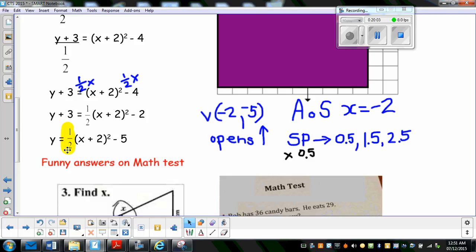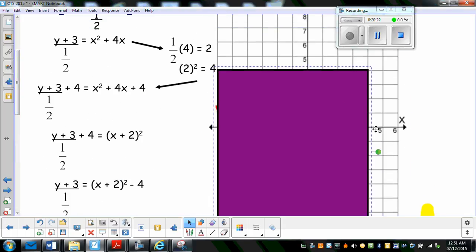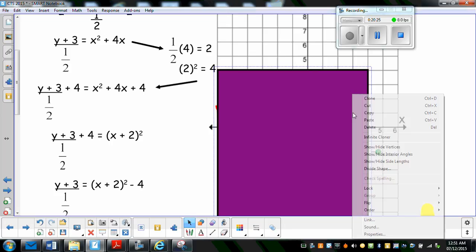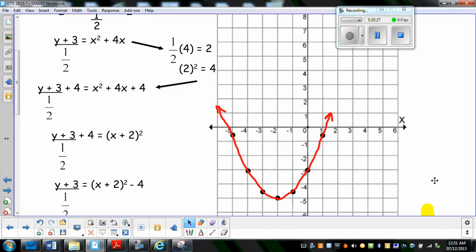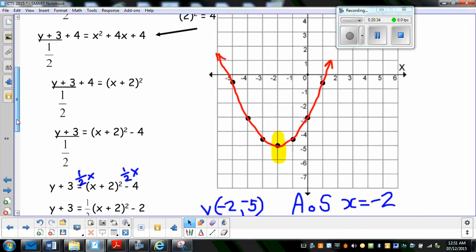Okay, it is a compression, but it's still opening up because that's a positive 1/2. And for the step pattern, with 1/2 we can just change it to a decimal and multiply. So our step pattern is 0.5, 1.5, 2.5. So if I look at the parabola here, my vertex is right there at -2, -5.